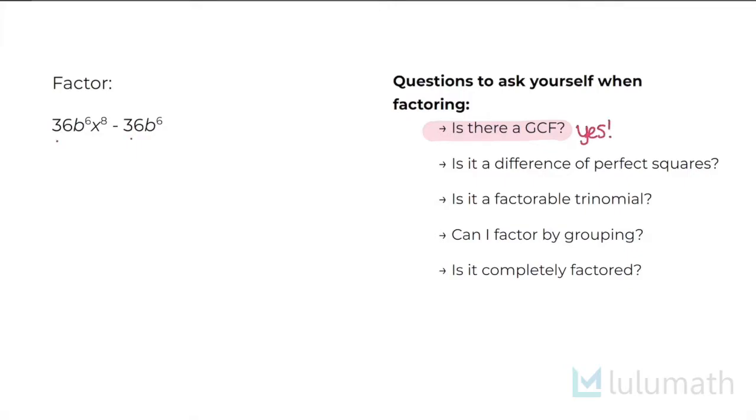So I will factor out 36 from both of my terms since it's in common. And I also will factor out a b to the power of 6 because that's also in common. When I do that, 36 divided by 36 is 1, b to the power of 6 divided by b to the power of 6 is 1, and then I've got 1 times x to the power of 8 left over, or just simply x to the power of 8. Now, negative 36 divided by 36 is negative 1, b to the power of 6 divided by b to the power of 6 is also 1, so I end up getting a negative 1. So I've got a minus 1, and I'm all done with my GCF.